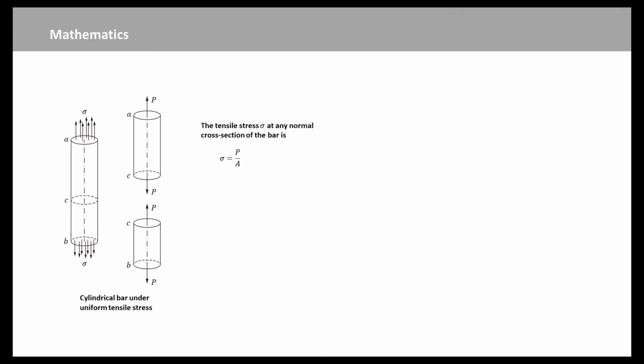Suppose the total load on the end cross-sections is P. If an imaginary break is made perpendicular to the axis of the bar at the section C, then equal forces P are required at the section C to maintain equilibrium of the lengths AC and CB. This intensity of force is known as stress. The tensile stress sigma at any normal cross-section of the bar is P over A, where A is the area of the cross-section.